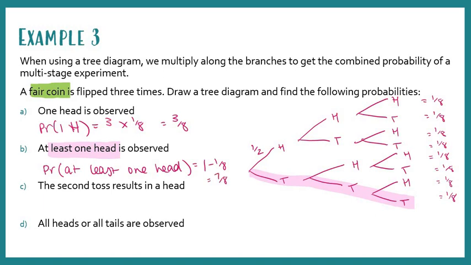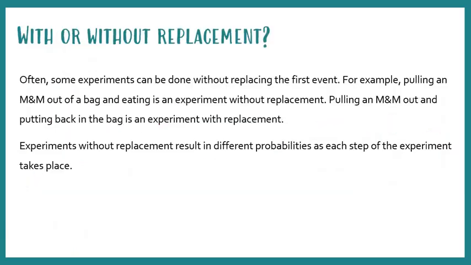head. Now, if we want the probability of just the second toss resulting in a head, we're not considering the first and the third, we're just looking at the second, okay? And so because it's a fair chance, it's still a 1 in 2. Now, looking for all heads or all tails, we can see that happens twice. So it's going to be 2 times 1 over 8, which is 1 over 4.